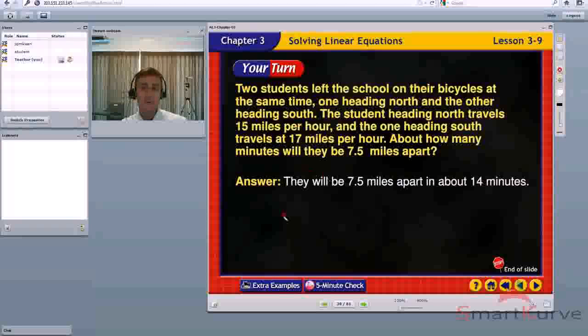Two students left school on their bicycles at the same time, one heading north and one heading south. The student heading north travels at 15 miles per hour. The one heading south travels at 17 miles per hour. About how many minutes will they be 7.5 miles apart? We set up a table again, do the equation. You will get they will be 7.5 miles apart in 14 minutes.